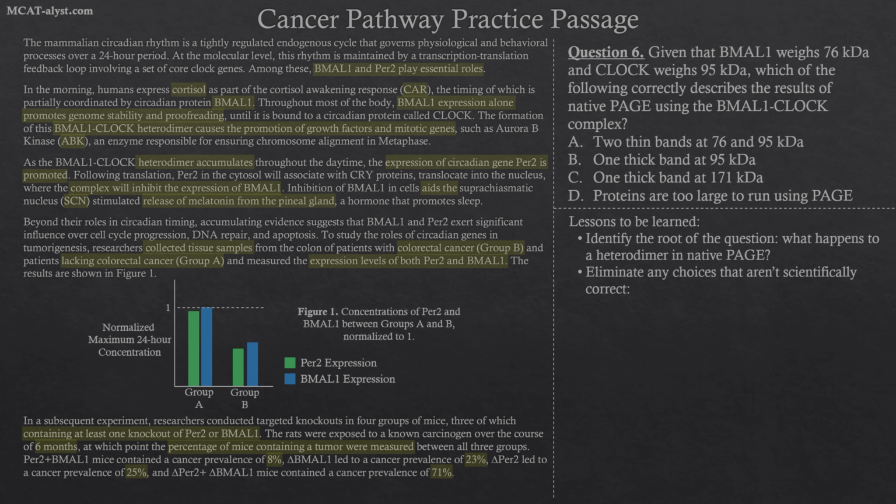So we're going to eliminate any answer choices that are scientifically incorrect. In the context of this question, we're basically just using our knowledge of native PAGE to pick out what doesn't make sense. For example, answer choice D says that proteins are too large to run using PAGE. That's blatantly false. PAGE works fine for proteins. In fact, it's preferred for proteins. There's another gel called agarose that we use for DNA and general DNA gel electrophoresis. So we can eliminate D.